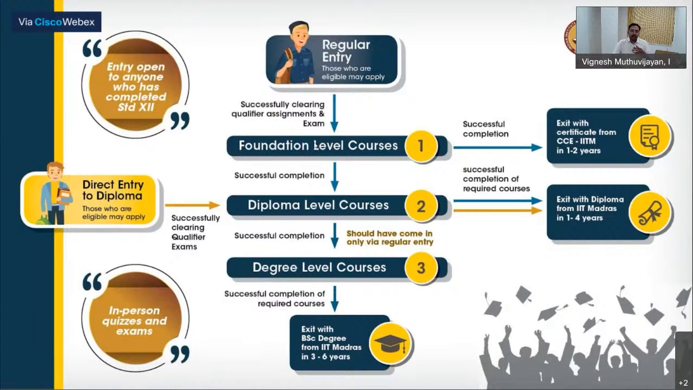Upon clearing the qualifier, the students can enroll for the foundation level courses. And this can happen in this term or in the subsequent terms. We will look at the different options that are possible. And upon completion of the foundation level, students can progress to the diploma level or choose to exit with the certificate from IIT Madras. And at the diploma level, there are two diplomas which a student can earn, one in diploma programming and another in data science. And students who enter into diploma level and complete the required courses can then become eligible to go for degree level courses. And upon completion of degree level courses, the students will be able to earn the BSc degree from IIT Madras. So this is the regular entry mode.